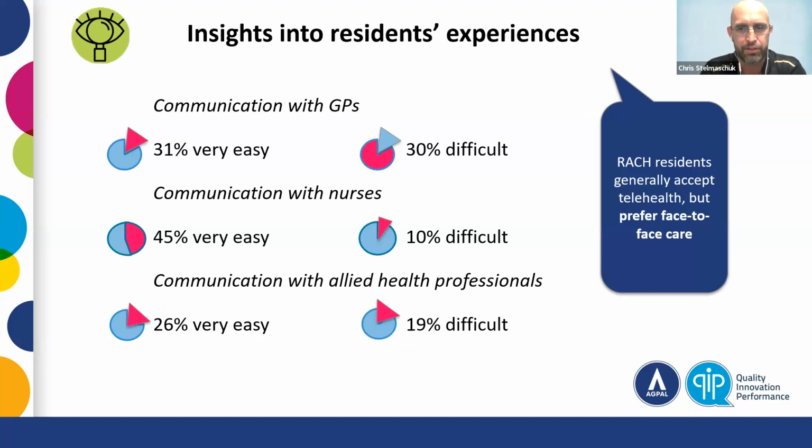So residents' experiences in terms of communication: with GPs, 1/3 think it's very easy, but equally 1/3 find it quite difficult to communicate with the GPs. The nurses within the RACHs were a little bit better, 45% very easy, 10% difficult, and communication with allied health professionals, again, was mostly pretty neutral.